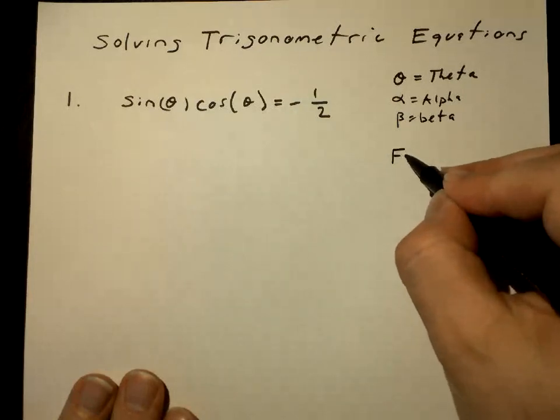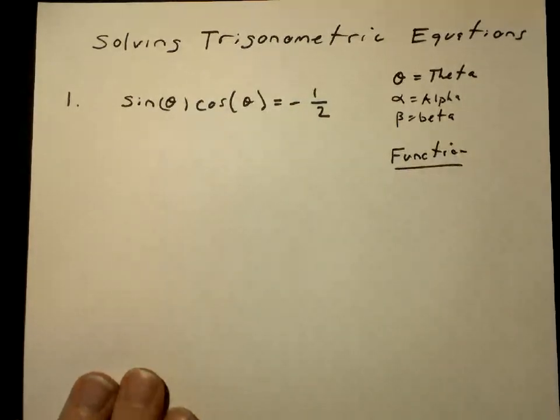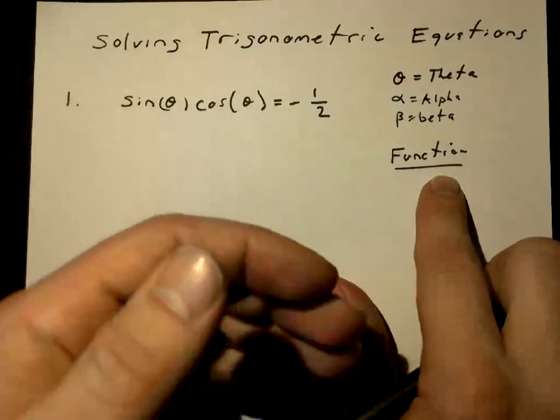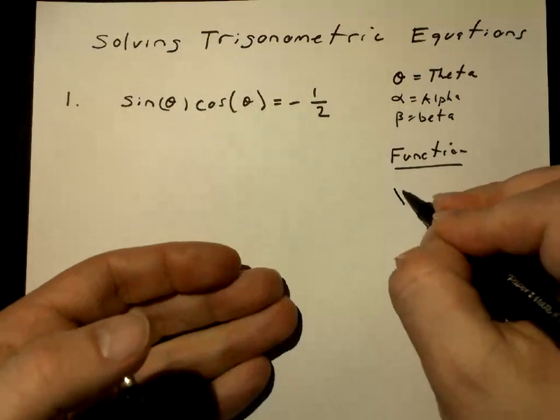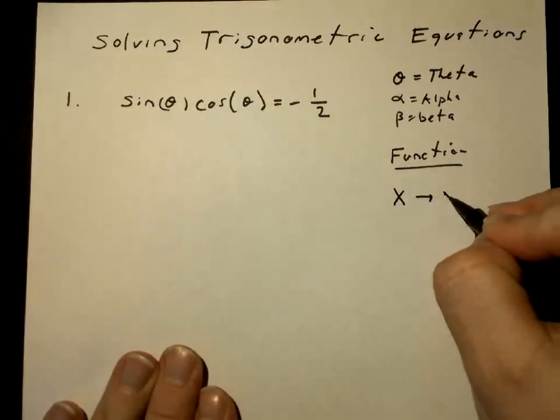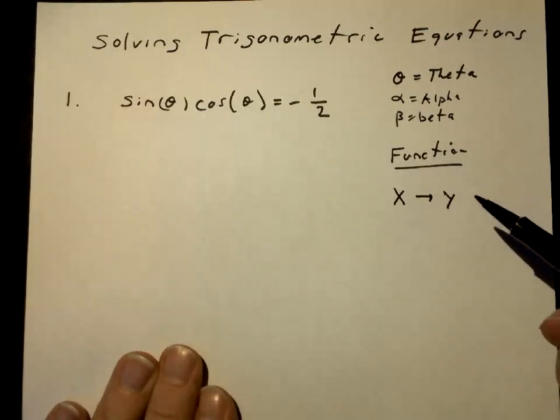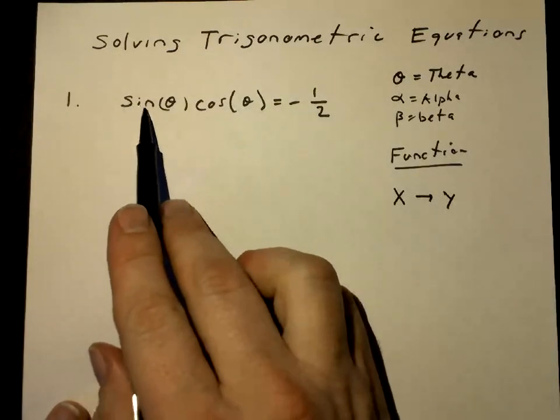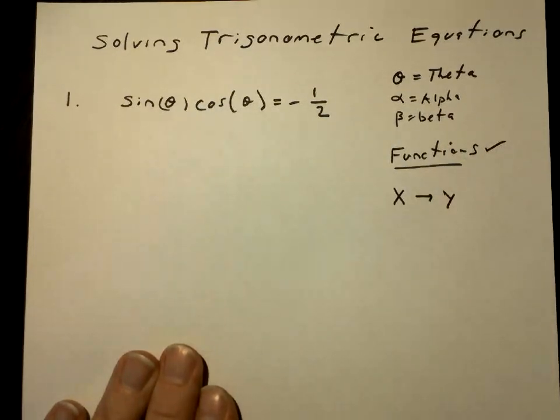I want you to remember that a function is the key word here. A function is for any input, I get exactly one output. So if I put an x into the function, I should get out a y. So that's kind of what the definition of a function is. So think of these, sine and cosine, as functions.